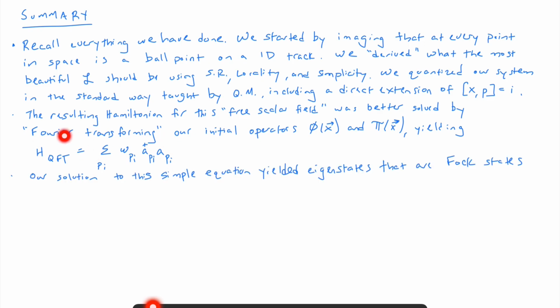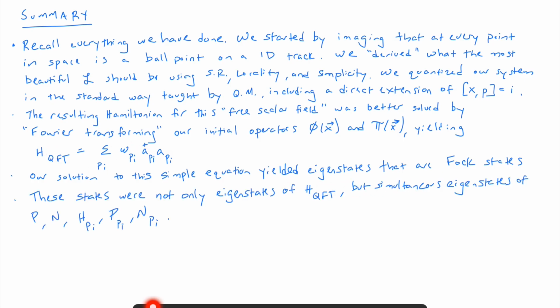Then, once we have the Hamiltonian in this form, we can solve the eigenstate-eigenvalue problem for the Hamiltonian. And our solution to this much simpler equation yielded eigenstates that are Fock states. Remember, Fock states are created by A daggers acting on the vacuum state, or some combination of that. These Fock states were not only eigenstates of H_QFT, but simultaneous eigenstates of other things like the total momentum operator and the total number of particles operator, the sub-operators H_QFT, P_QFT, N_QFT.